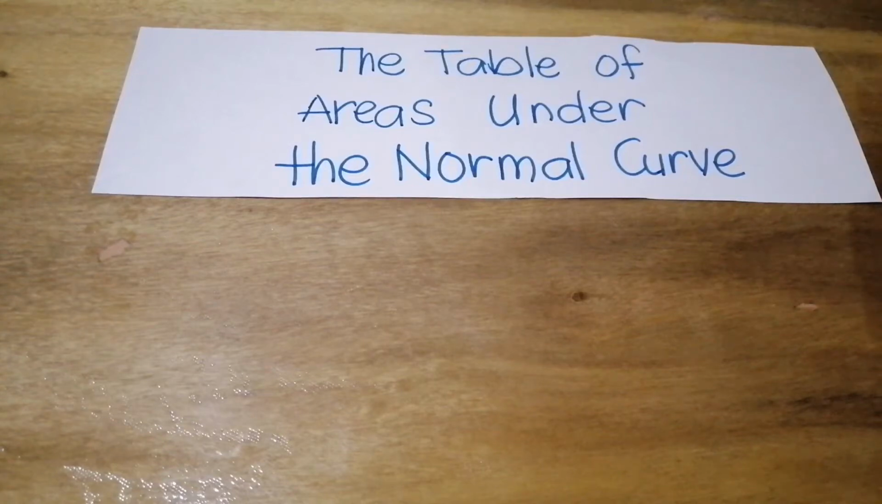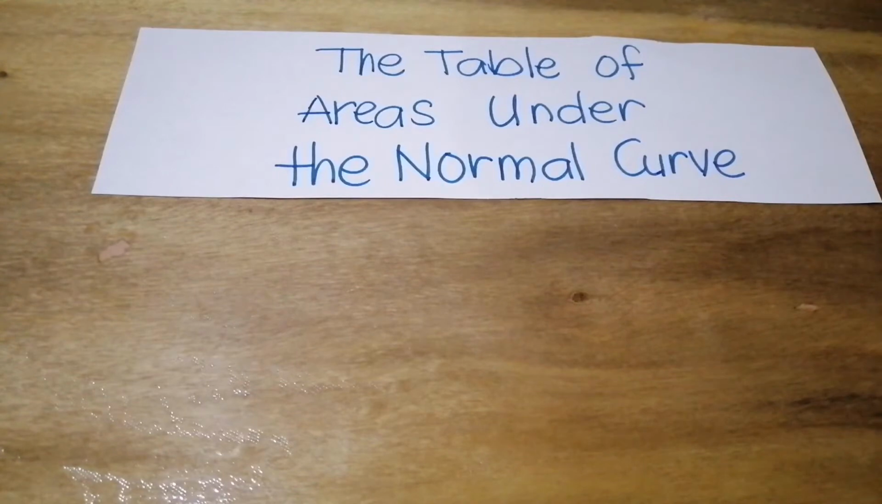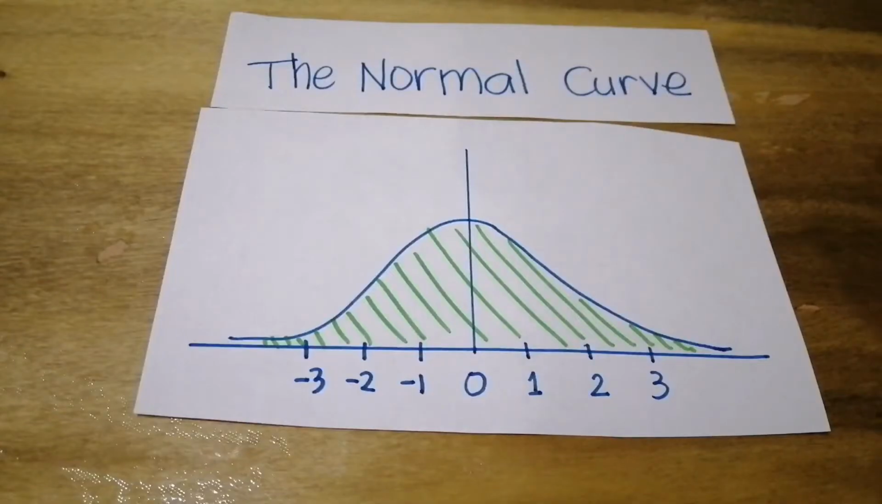Hello students! This week we will learn about the table of areas under the normal curve. So, the objective of this video lesson is to use the table of areas under the normal curve in finding the area that corresponds to a given z-score. Before that, let us have first a short review of the normal curve. The normal curve looks like this curve.